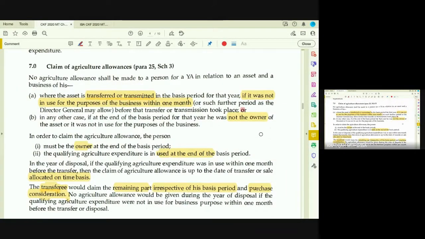Alright, you transfer on 1st of March 2020 means that the end of the basis period is 31st of August. Right? So if the law says that you are not the owner, then you cannot claim. But here, why can you claim? Because you use the asset in the business within 1 month prior to disposal. The word "or" is very important here. You have to fulfill one of the conditions: either use it for your business prior to disposal, or you own the asset. So in either way, you can claim your allowances. Is that clear?